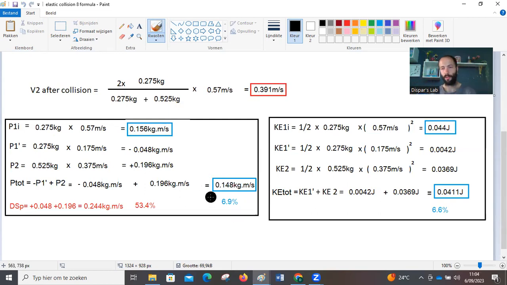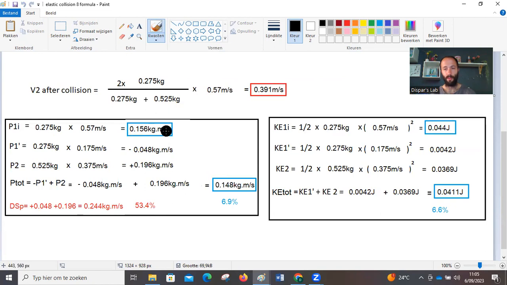Whereas, according to Draft Science, momentum is not a vector, it's a scalar. Directions don't matter, they are always positive no matter what. So we always have to add them together. If we do that, then we have a momentum of 0.244 kilogram meters per second, which is an increase of 53.4% of momentum. We have gained 53.4% extra momentum, which is a huge difference.